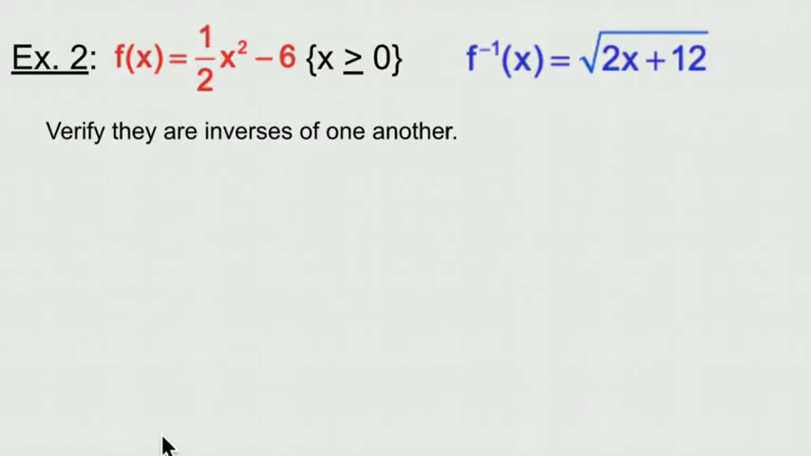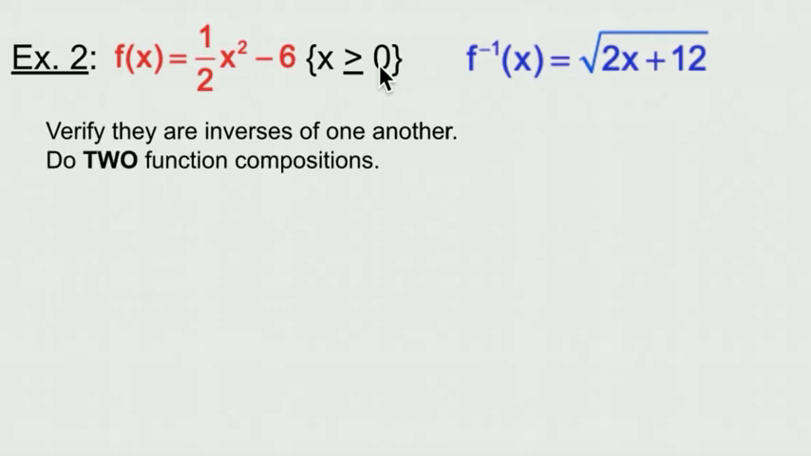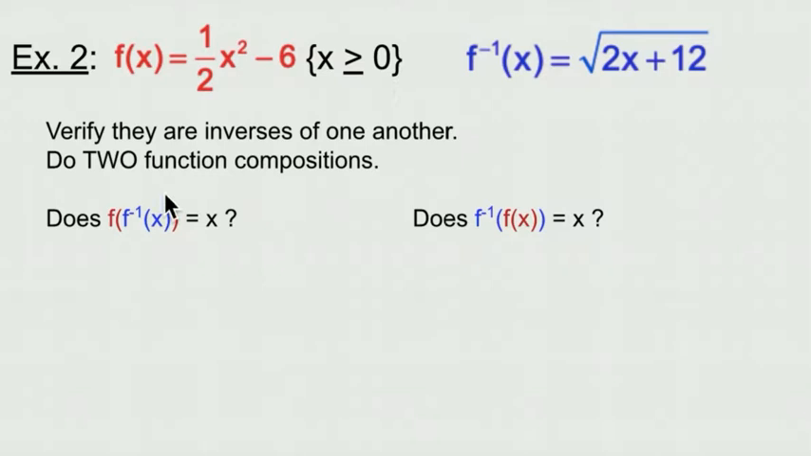So now let's do the part where we have to verify that these two functions are inverses of one another. And that's only true if x is greater than or equal to 0. So we have to do two function compositions. We have to find out if f of f inverse of x is equal to x, and then we have to find out if f inverse of f of x is equal to x. Do the composition in the reverse order. So we're calling it f inverse of x instead of g of x this time.